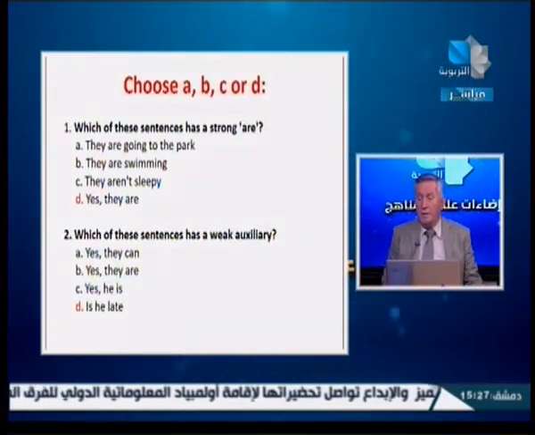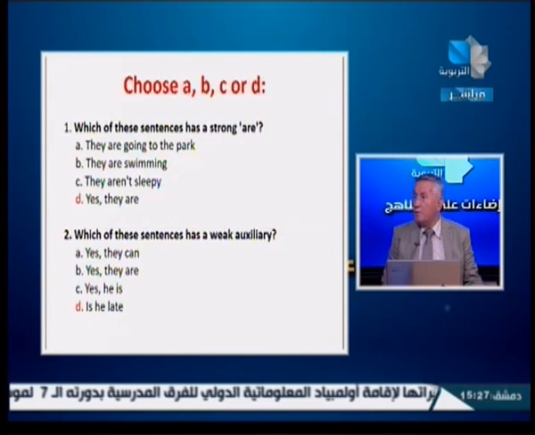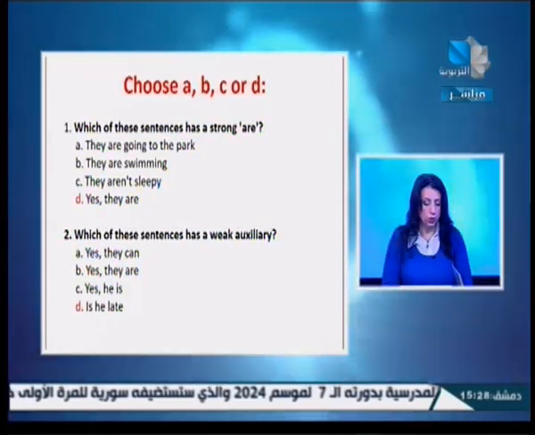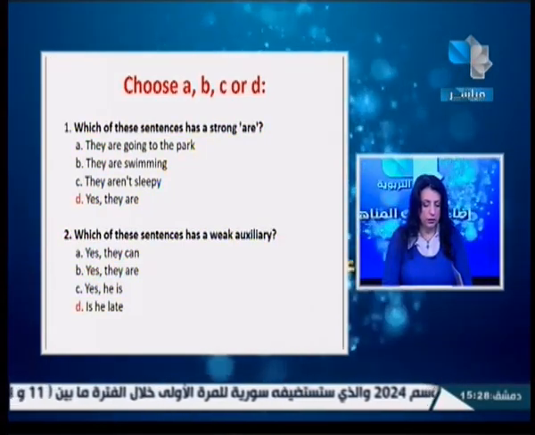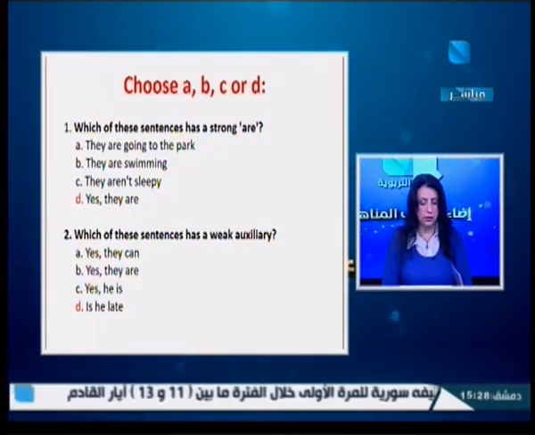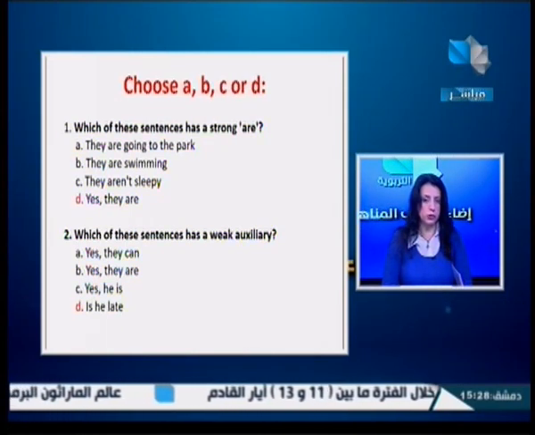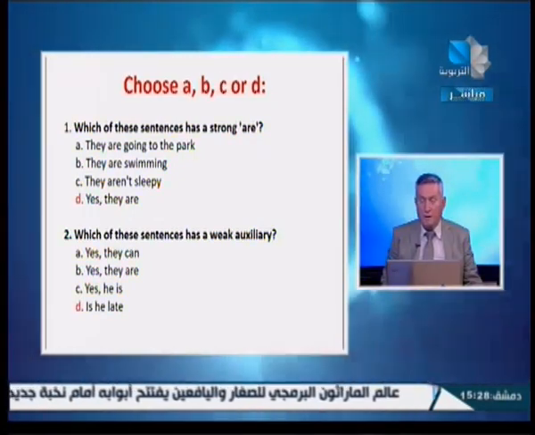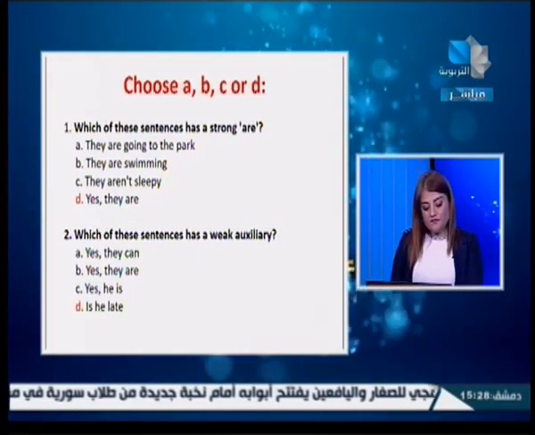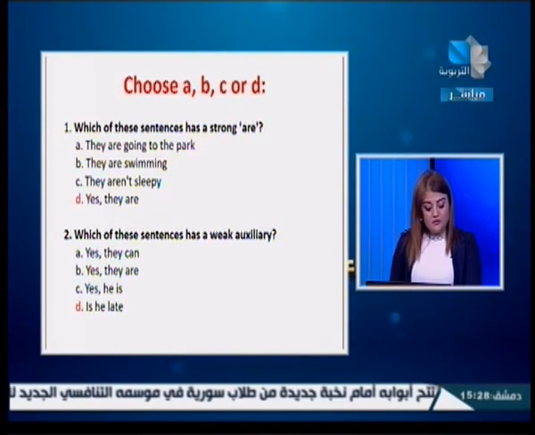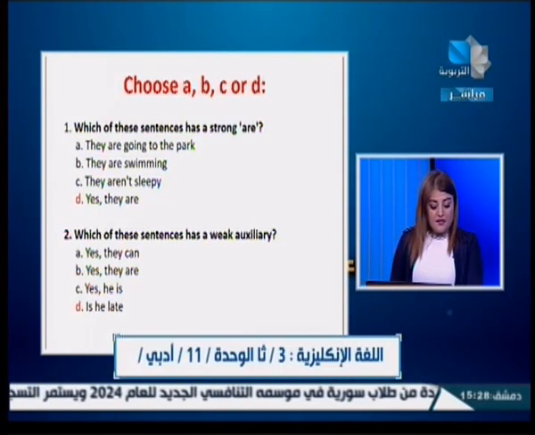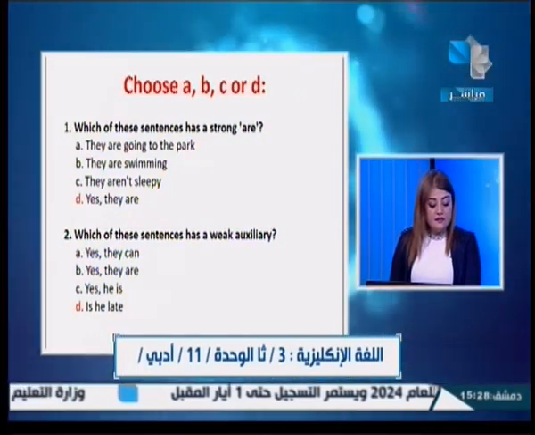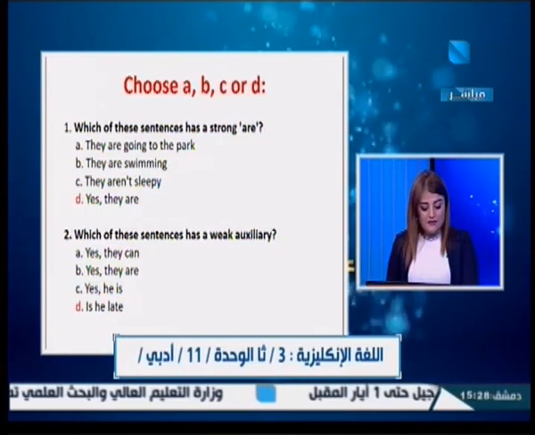Choose the correct answer, A, B, C, or D. Number one, which of these sentences has a strong are? A, they are going to the park. B, they are swimming. C, they aren't sleepy. D, yes, they are. So it's letter D, yes, they are. Short answer. As we said, in short answers, it's strong. Number two, which of these sentences has a weak auxiliary? A, yes, they can. B, yes, they are. C, yes, he is. D, is he late? And this is the weak form because it's a question.